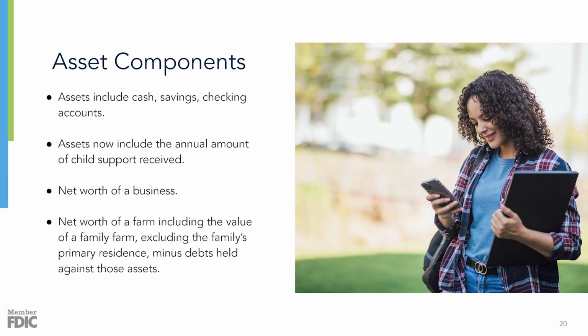There are places to report assets also. Assets include cash, savings, and checking accounts that you may have. Assets now include the annual amount of child support received, if applicable, by the contributor. The net worth of a business is now being used. Net worth of a farm, including the value of a family farm, minus debts held against those assets, and excluding the home where the family actually lives on the farm. But that net worth is now included, which is different from the past.